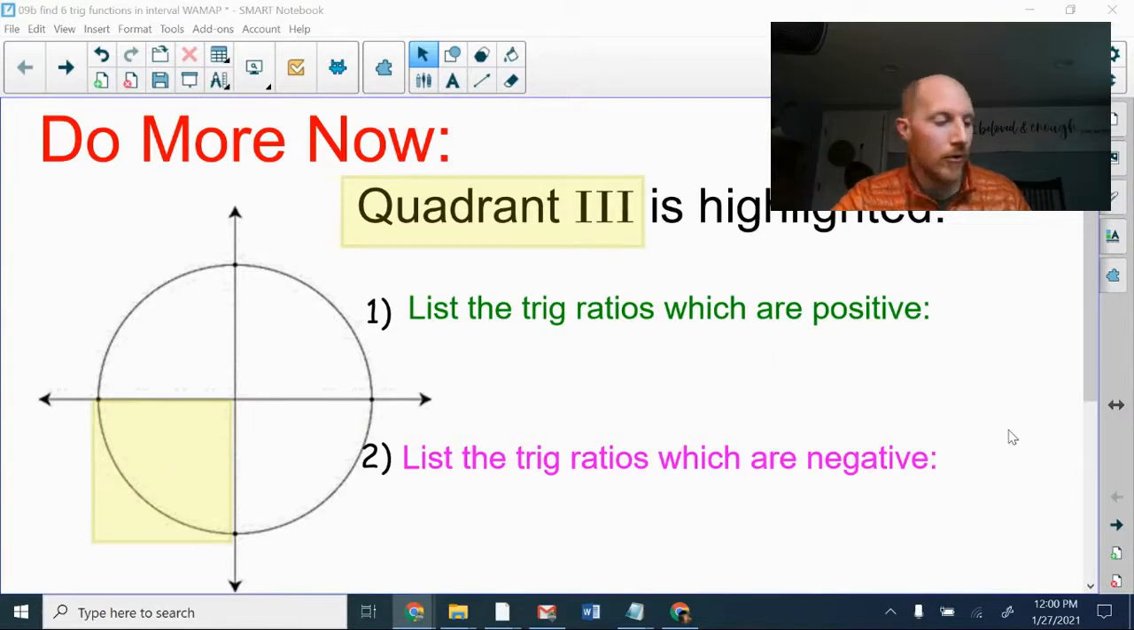Hello, pre-calc. Here's the first part of our do now. Quadrant 3 is highlighted in yellow. Go ahead and list the trig ratios that are positive and the ones that are negative in that quadrant. You can hit pause, and when you're done, go ahead and resume.